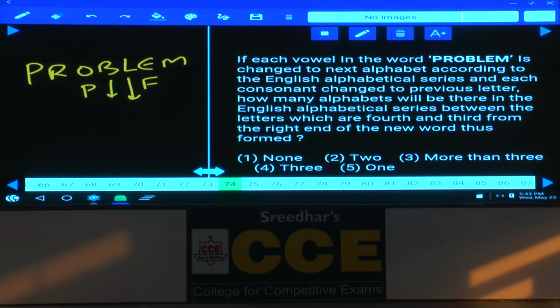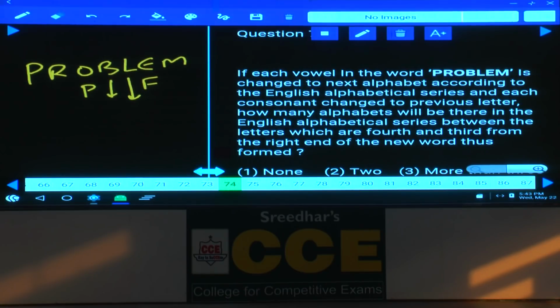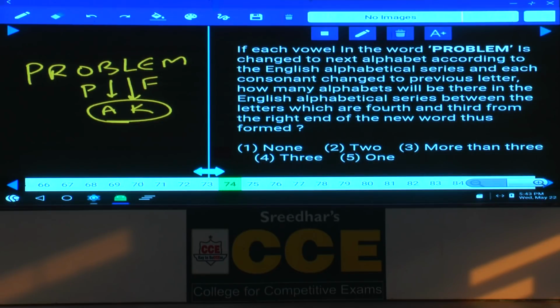Now the third one is what? From the right hand side. Here the question is about from the right end of the new word. Now between B and L, tell me how many letters will be there? L is here. Now what is L? It is a consonant. For a consonant, it must be represented as -1. For B it is A. Hence between A and K, tell me how many letters are there? More than 3, that is choice 3.